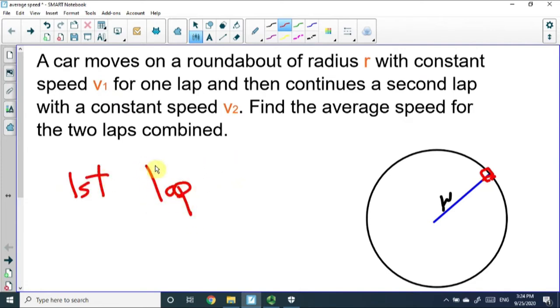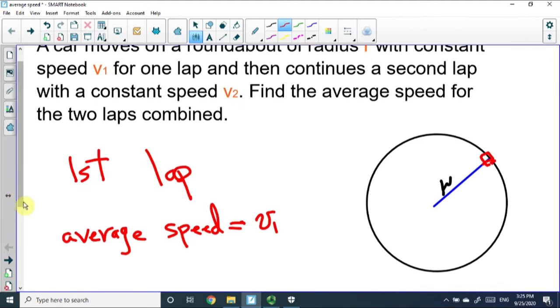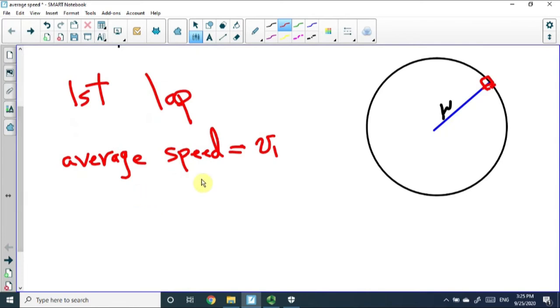Now, v1 is constant. And if I ask you, what is the average speed during the first lap only? Well, if the speed is constant during the first lap, the average speed should be the same because the speed is not changing. So that means the average speed is also v1. If we ask about the second lap, then the average speed for the second lap will be v2. Okay, let's just stick with the first lap for now. So we know the average speed, v1.